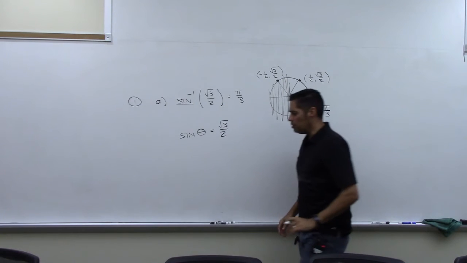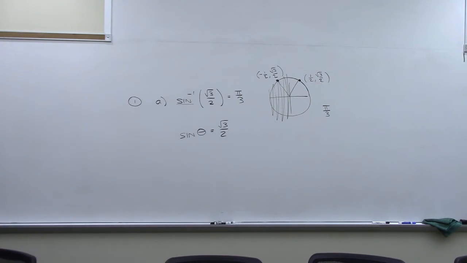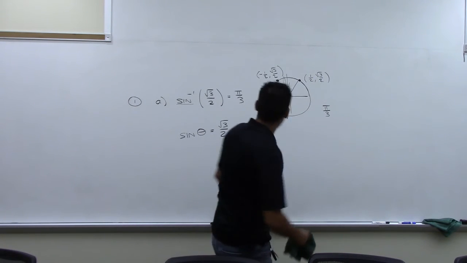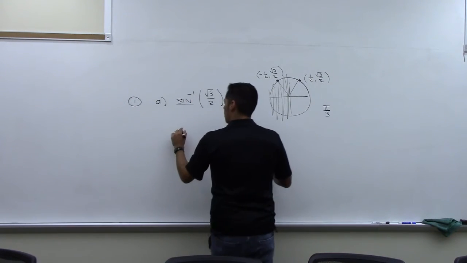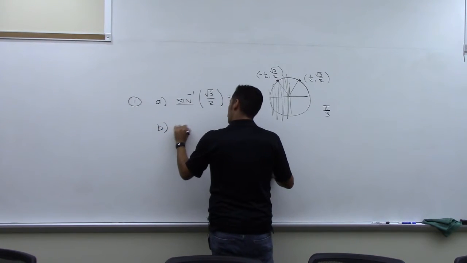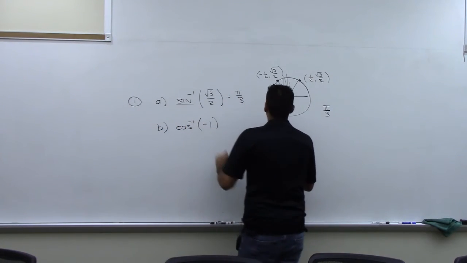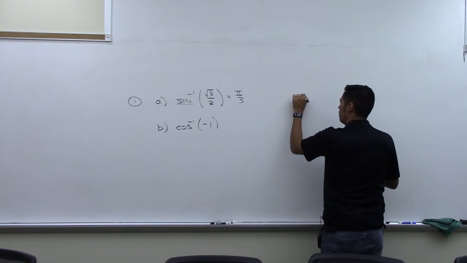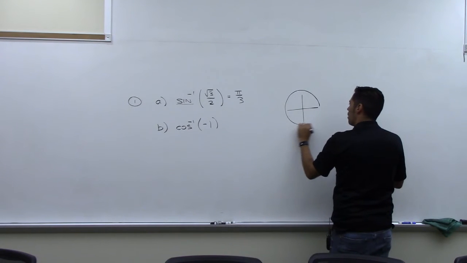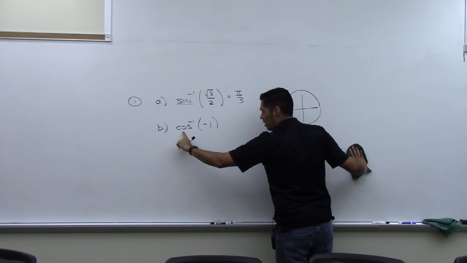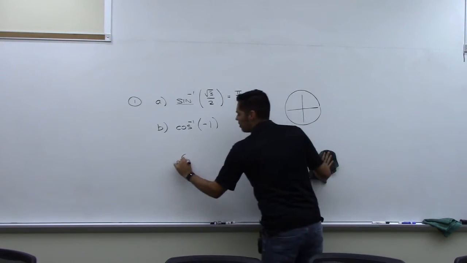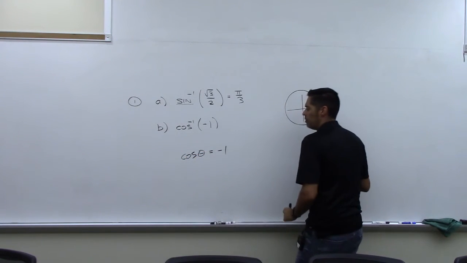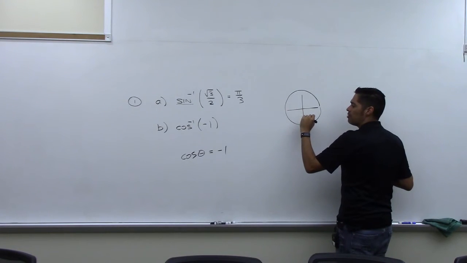Now for part B, we're being asked to find arc cosine of negative 1. That means, again, we're going to look at our unit circle, and this time we're looking at the x-coordinate because it's arc cosine, and we want to know basically cosine of what angle is equal to negative 1. So at what angle do we get an x-coordinate of negative 1?